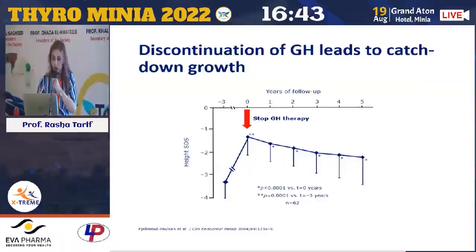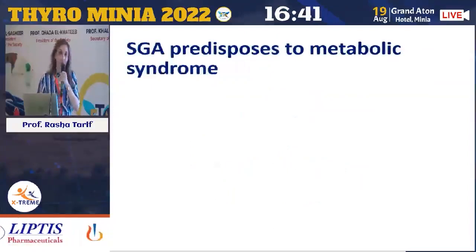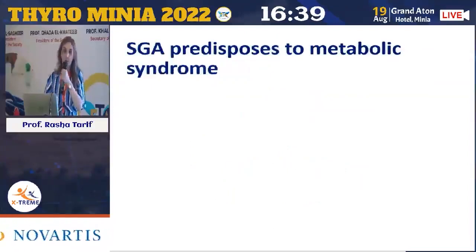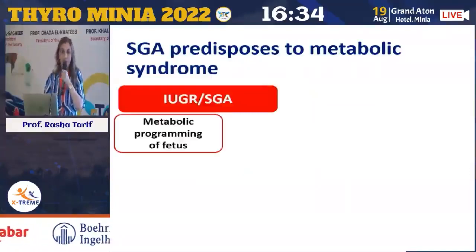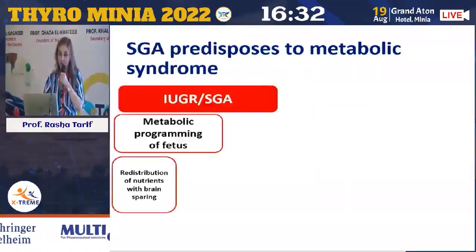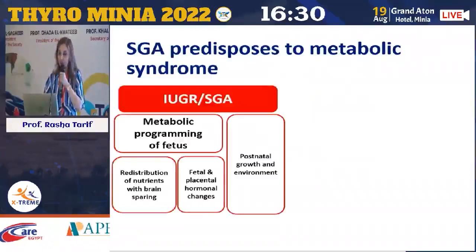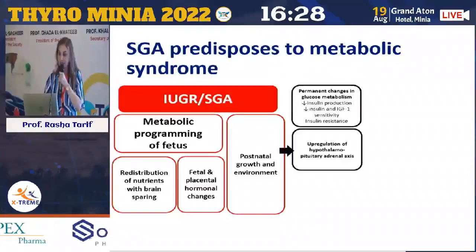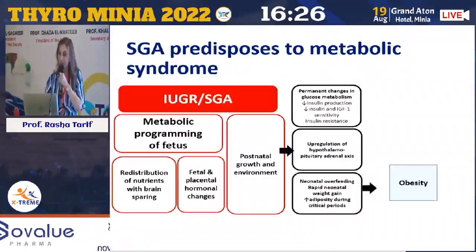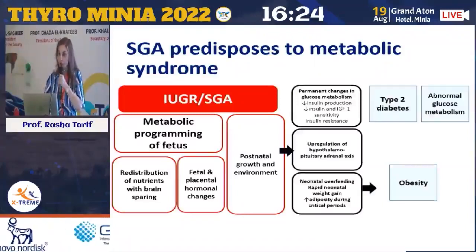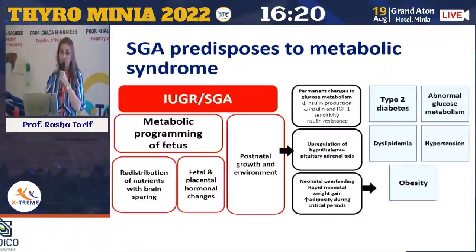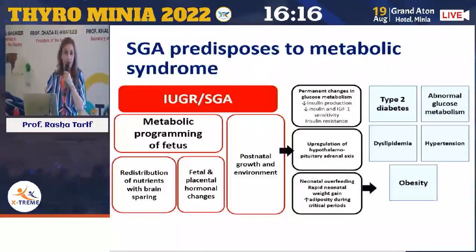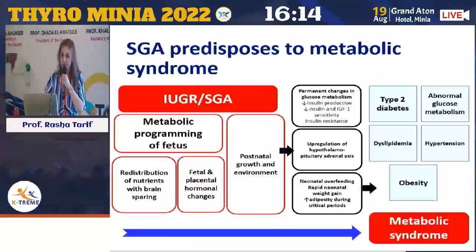for gestational age. Another important thing is that SGA predisposes to metabolic syndrome. SGA causes alteration of metabolic programming, redistribution of nutrients, and this leads to changes in glucose metabolism, ending by obesity, type 2 diabetes, abnormal glucose metabolism, dyslipidemia, and hypertension. So it's a risk factor for metabolic syndrome.